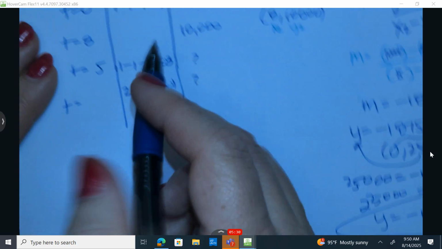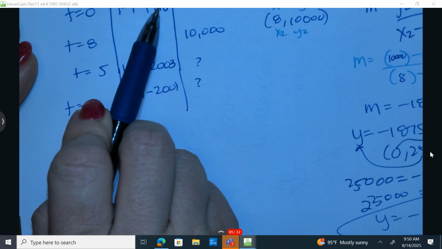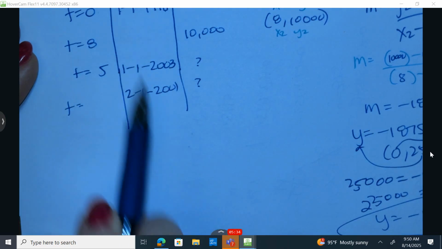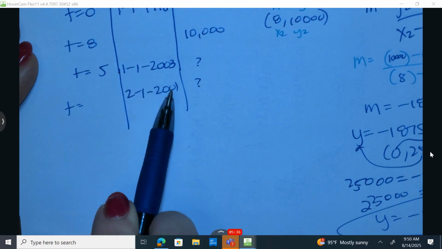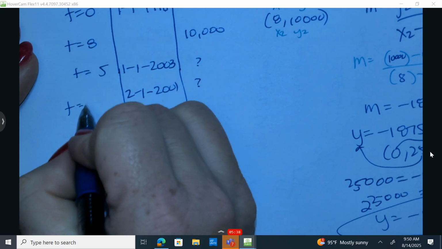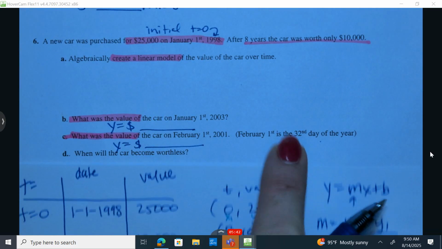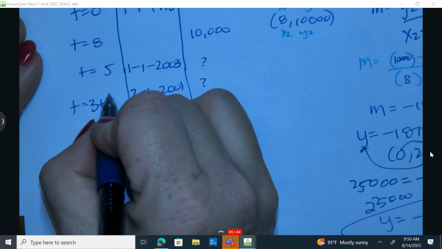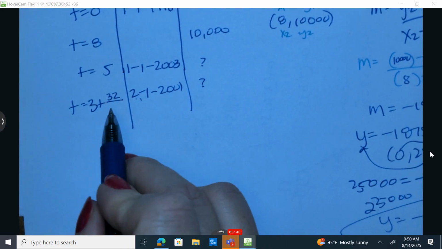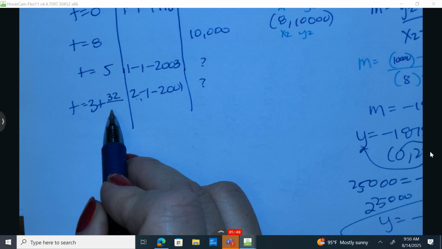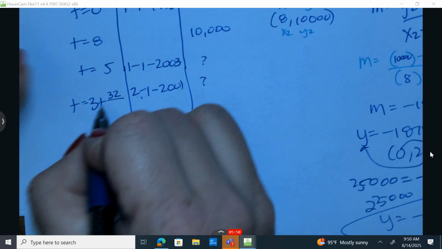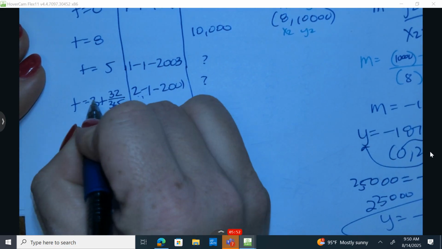So up here, from 1998, when T is 0, to 2001 is a difference of how many years? 3. Uh-oh, we got this remainder. How many extra days are there? 32. Now here's the tough part. What is the denominator of this leftover portion? Yeah. Why is it 365? Because it's part of this year.